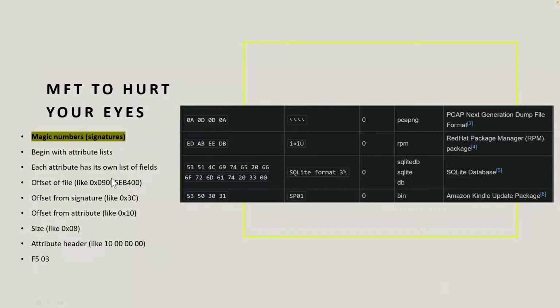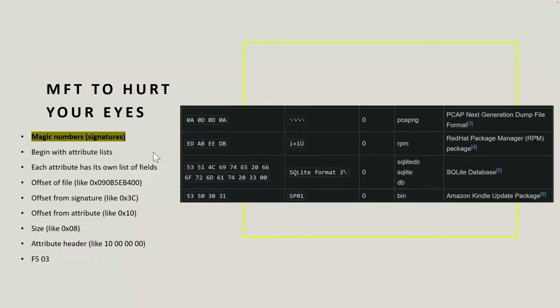We've gone through all of these, but I'll just go through it really quickly again. You have your magic numbers, which is what kind of file it is. You have your attribute list, which are chunks in your metadata that tell you specific things about a file. Each attribute has its own list of fields, so every attribute always has those fields, so you know exactly where to look for your information.